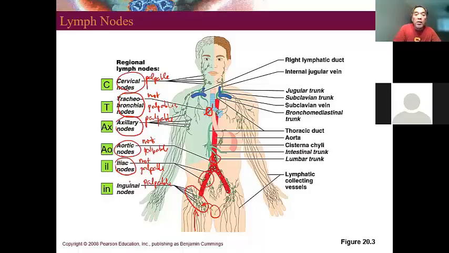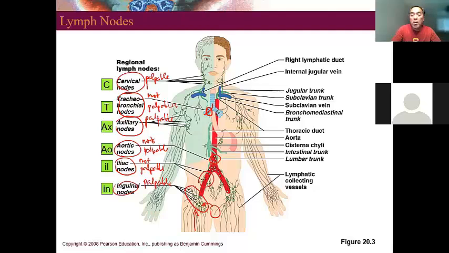So these are sentinel lymph nodes. Sentinel meaning it guards, okay? And that is actually the 6 nodes that we identified here, okay? Those are the general 6 nodes that are guarding our body, okay?